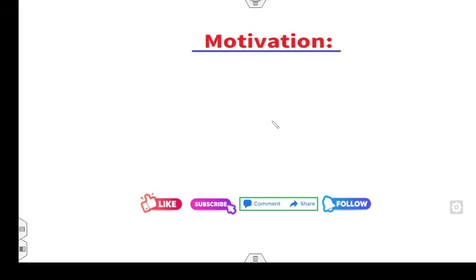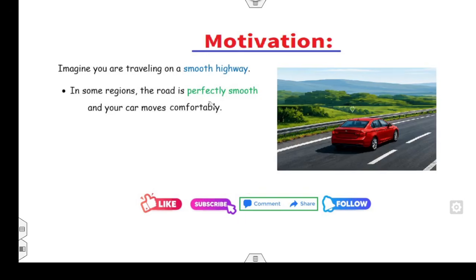Now imagine you are driving a car on a smooth highway, as you can see in this picture. Fine. So now you can see the roads are very smooth. The road is perfectly smooth. Then your car is also moving in a very comfortable manner. But what will happen after this point? इस point के बाद तो आगे road आएगी ना. Fine. What will happen after this? What will happen to the road after this picture?